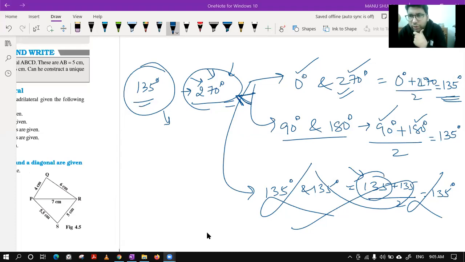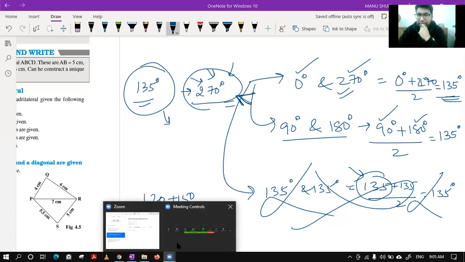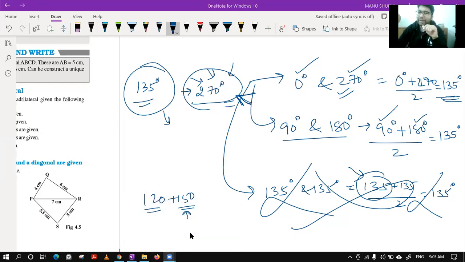Okay, Ananya is saying 120 and 150. Okay, 120 plus 150. Fine. But Ananya, 120 is easy for you. How will you draw 150 degree angle? Please tell me, how will you draw 150 directly? It can be done, but it will take some time, because after drawing 120 degree, you will have to first bisect that 60 degree angle to add 30 more. Then only you will get 150 degree. So this one will take some time to be done. The first two are the easier way to be done.